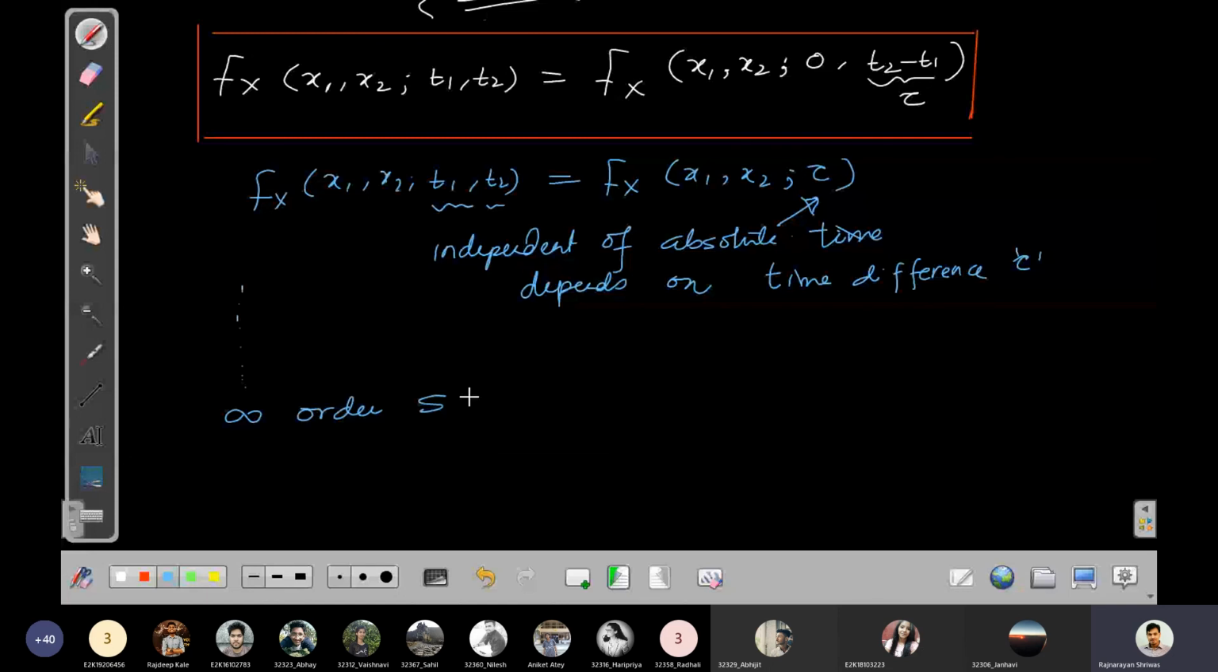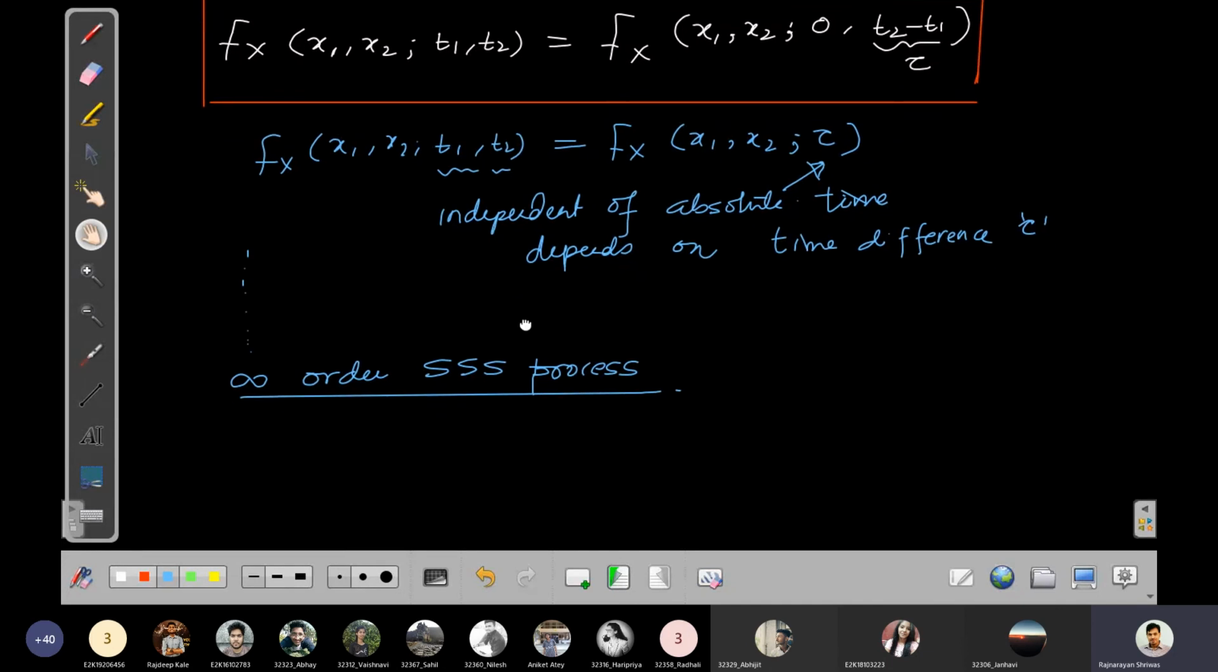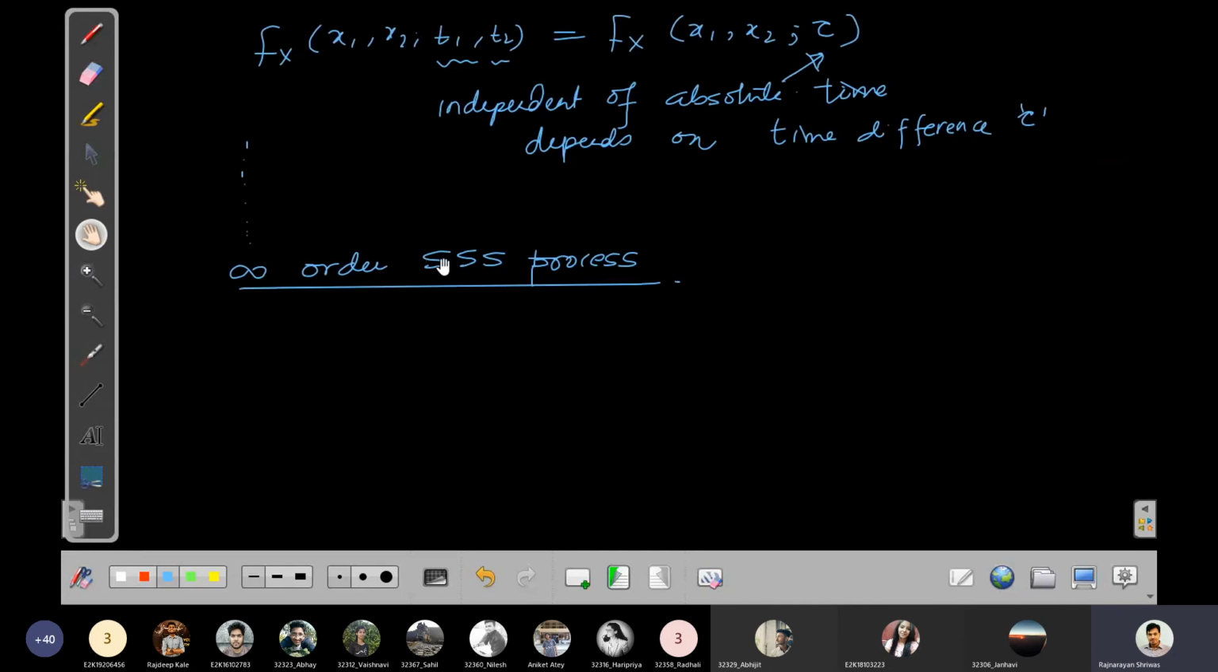Infinite order strict sense stationarity process. Oh my god, I need to take infinite random variables. Who is going to take that one? I'm not going to take that one, right?